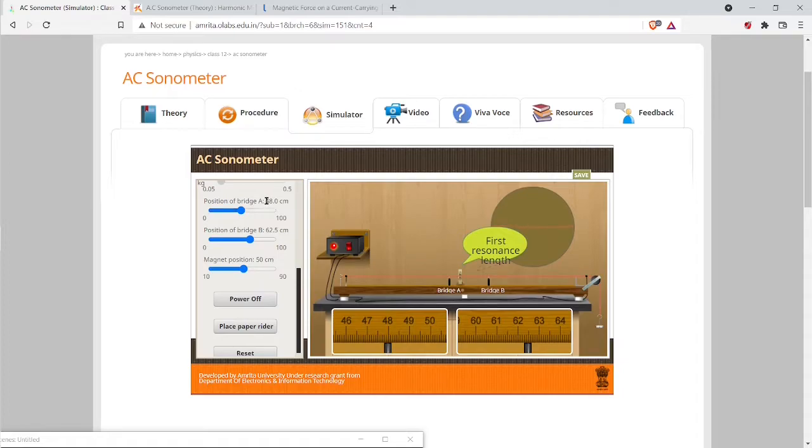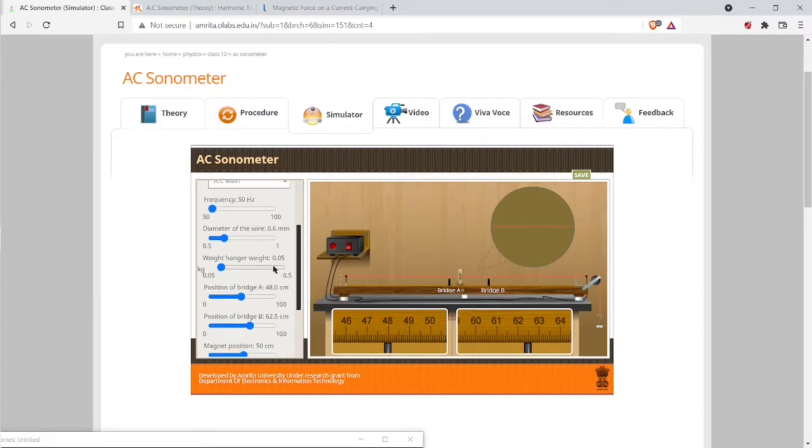48.0. Position of the first bridge, that is A, is 48, and the second bridge is 62.5. We will subtract this value from the 62.5, we'll get the L value in between this. Now we have to keep it in mind. Let's power it off. This is my M value, capital M value. We have to multiply it with G to get the T.